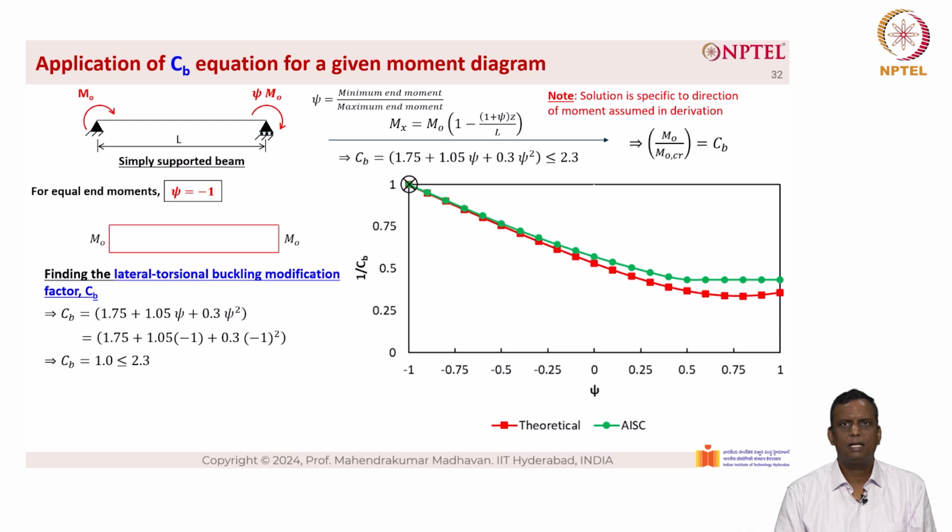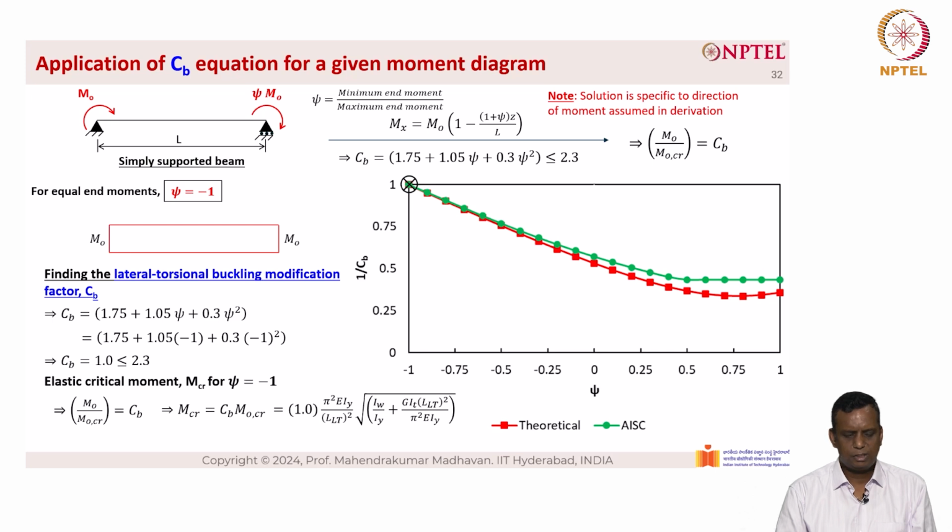When we plot it, we get on the top 1 by C sub B equal to 1, as you can see here. So the elastic critical moment M_CR for psi equal to minus 1 is given as M critical by M naught critical equal to C sub B. So M critical equal to C_B into M naught critical, which means that it is equal to 1.0 into pi square EI_Y divided by L_LT the whole square into root of I_W by I_Y plus GI_T into L_LT the whole square divided by pi square into EI_Y. So M critical for equal end moments, this is the equation.